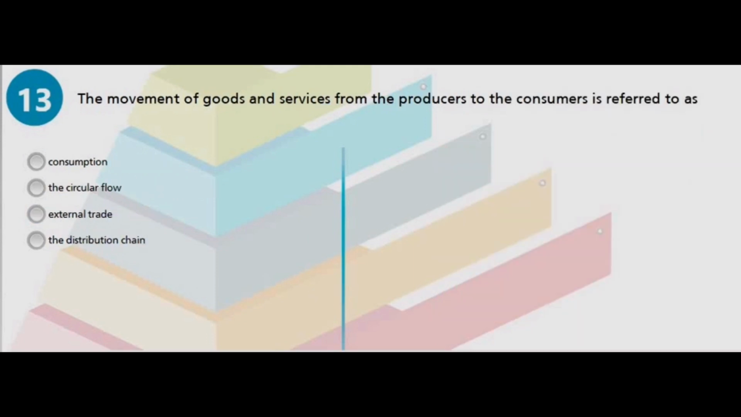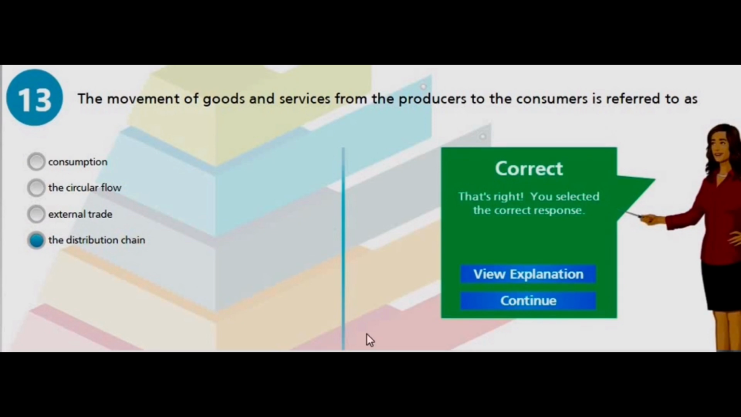Question 13. The movement of goods and services from the producers to the consumers is referred to as, is it consumption, the circular flow, external trade, or the distribution chain? The right answer would be the distribution chain. The distribution chain is the movement of goods and services from the producers to the consumers. Full distribution chain is as follows. We have the producers, wholesalers, retailers, and the final consumers. Take note of that. So this is my answer.